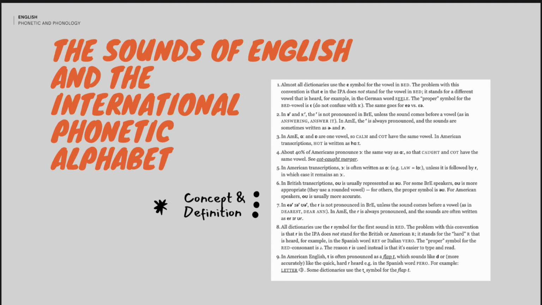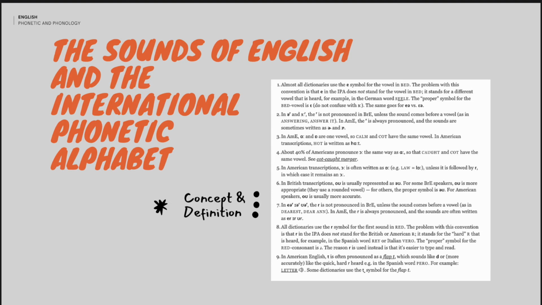The sixth, in British transcription, O is usually presented as O. For some BRE speakers, O is more appropriate. They use a rounded vowel. But for the others, the proper symbols for O is for American speakers. O is usually more accurate.